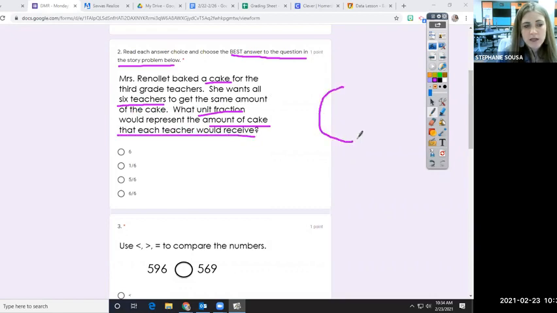When I imagine cakes, I imagine circles. And then we've got 6 pieces. And 1 teacher gets 1 piece. So that is 1 out of the 6 pieces. The unit fraction is 1/6. Questions, concerns, or comments over that one?